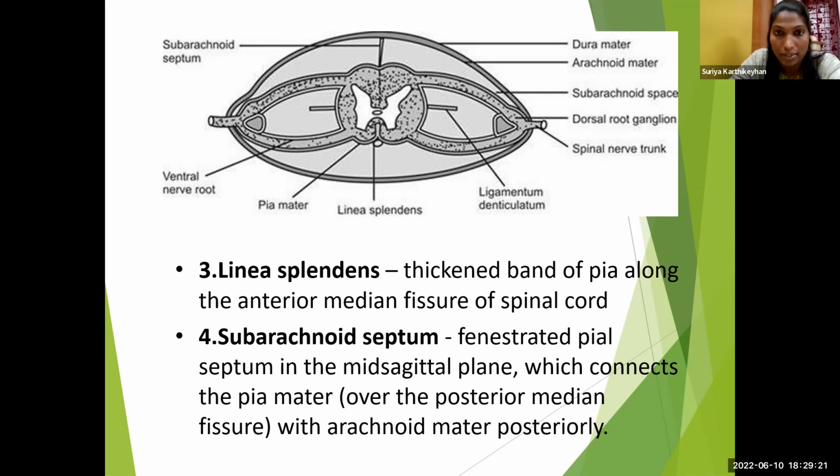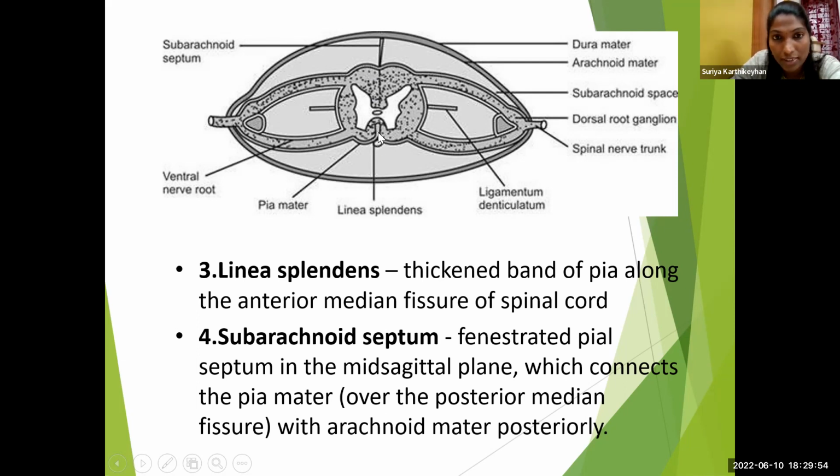To understand this, we need to know about the horizontal section of the spinal cord. This is a cross section, transverse section, or horizontal section. This is the inner gray matter with the gray horns, and then we have the outer white matter. Actually, the spinal cord is a cylindrical structure, but not completely cylindrical. It has a depression in the center and it has elevation on the lateral aspects.